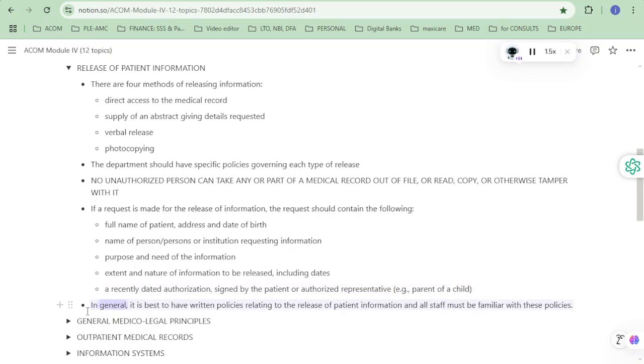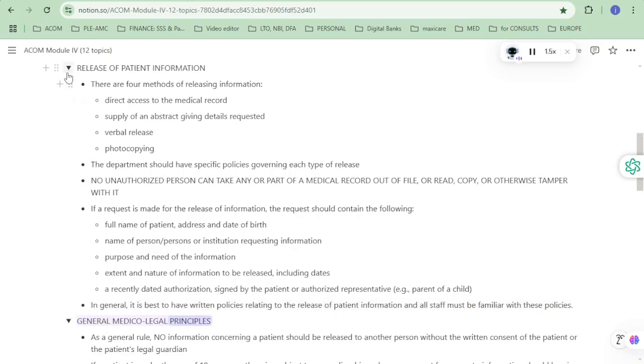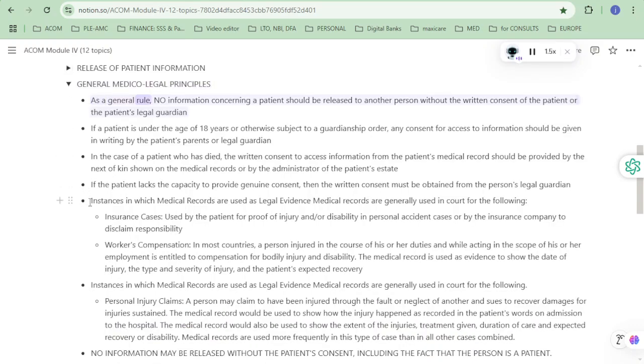In general, it is best to have written policies relating to the release of patient information, and all staff must be familiar with these policies. General medico-legal principles. As a general rule, no information concerning a patient should be released to another person without the written consent of the patient or the patient's legal guardian.